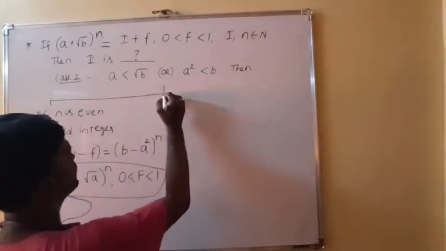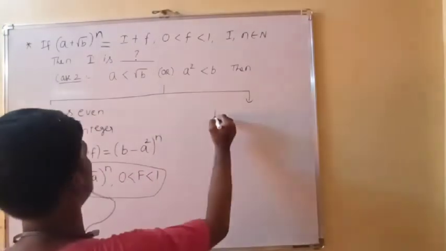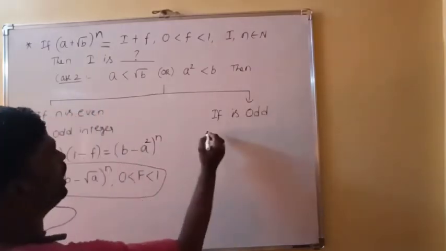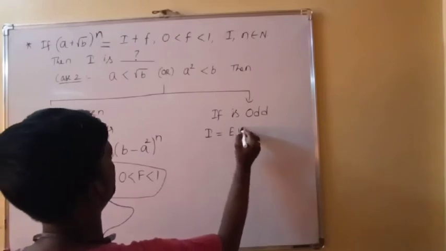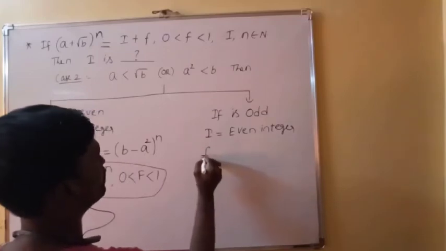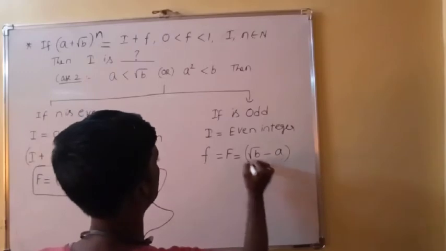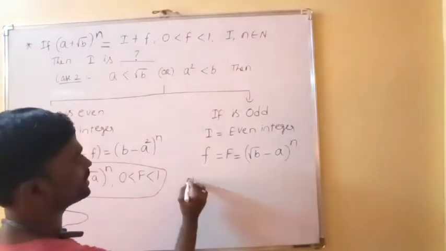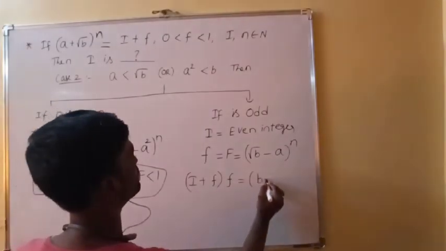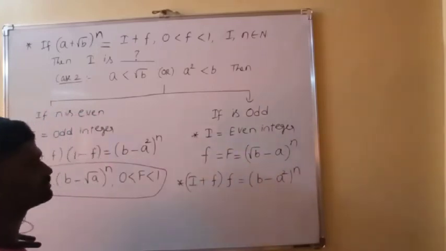Okay, next the second case, case 2, again second case, if n is odd, then I is an even number. I is what? An even integer. And in this case, small f is the same as capital F, which is equal to (root b minus a) whole power n. Then in this case, I plus small f into small f is equal to, you will get (b minus a square) whole power n. These are the 2 points.